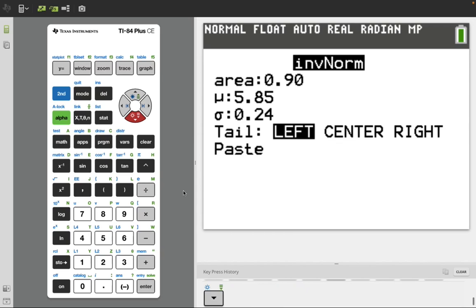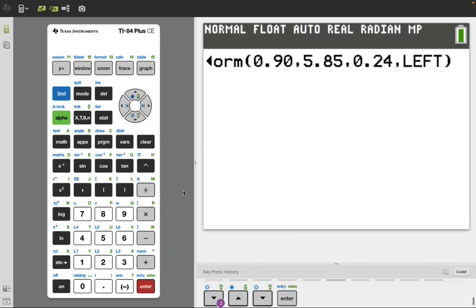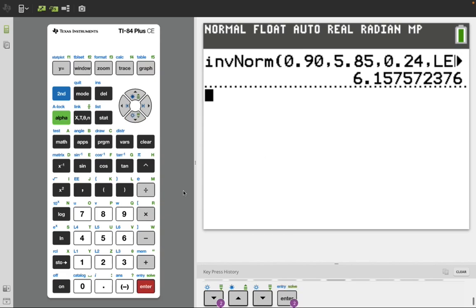Now, my calculator is a little bit more advanced. It lets me indicate whether I'm giving the area to the left, to the right, or at the center. Other calculators are not going to be this advanced. So when you type in your area, you need to type in the area to the left. Here I'm just going to click on left because I have the area to the left of the X value I'm trying to find. Let's go down and let's press enter. And then we need to press enter again.